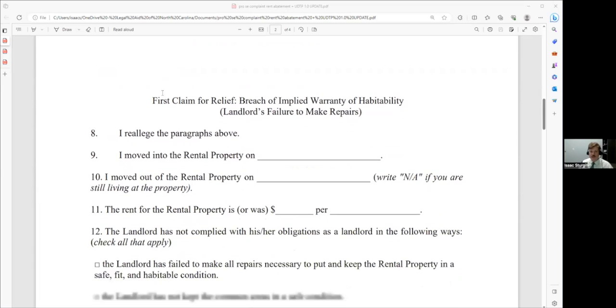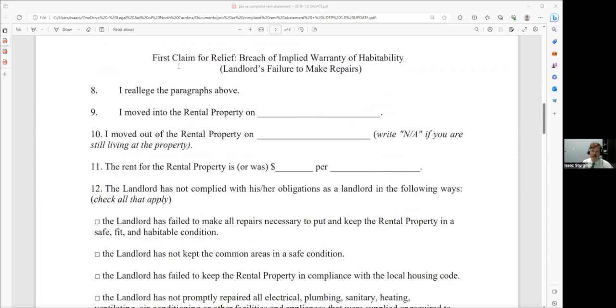And then we get to our first claim for relief. And so the first claim for relief, the legal term for a landlord failing to make repairs is breach of the implied warranty of habitability. That's just some legalese, but that's what the actual legal claim is called. And now we're going to give some more information on what happened at the property. So we're going to put the date that the tenant moved into the property.